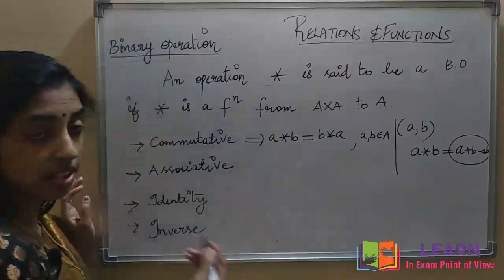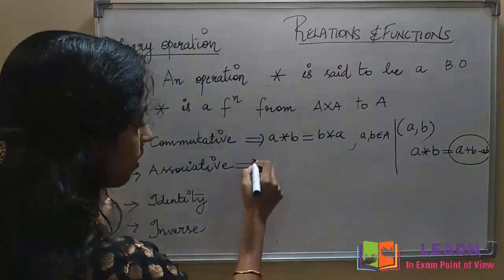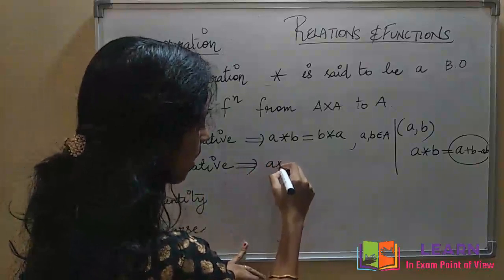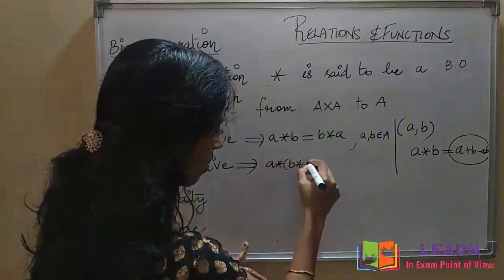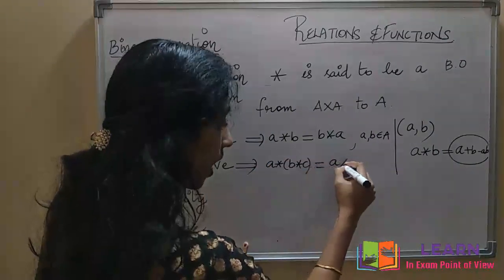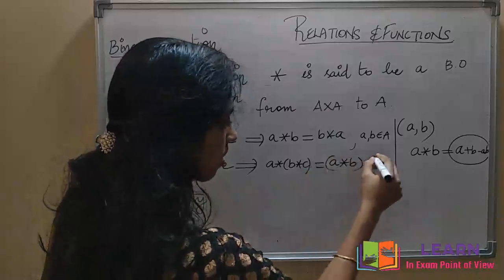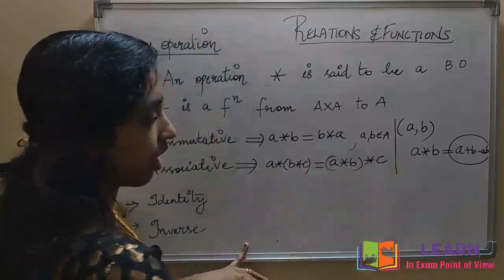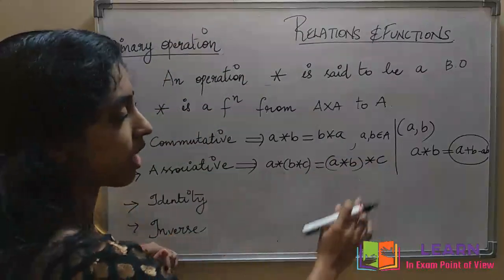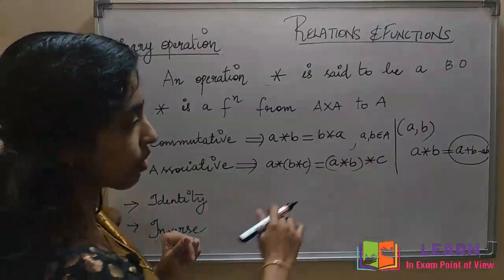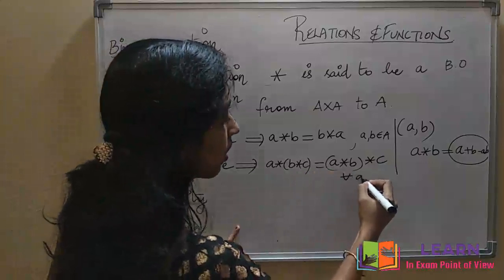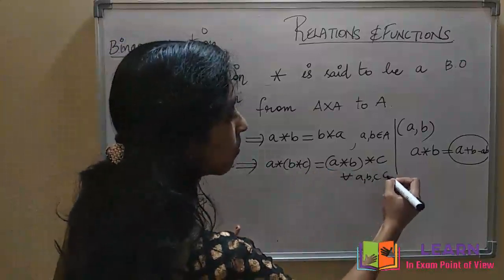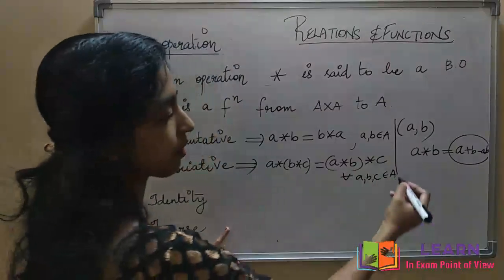Then what is meant by associativity? Three terms will come, correct? That is (a star b) star c will be equal to a star (b star c). Here first b star c, then a star b. This is called associativity. Here also a, b, c belong to the set A.